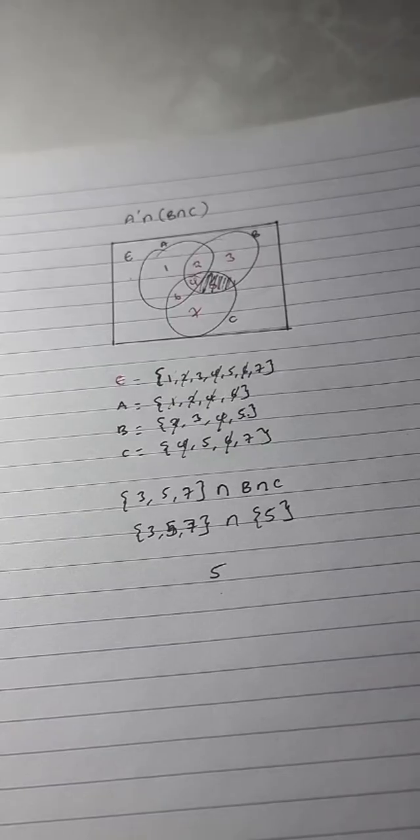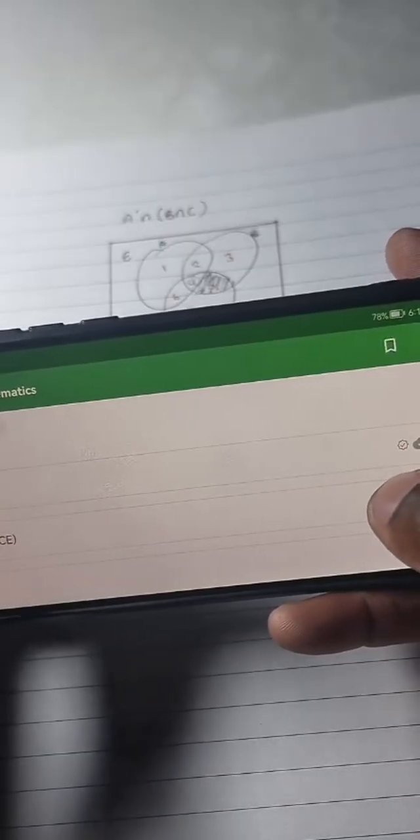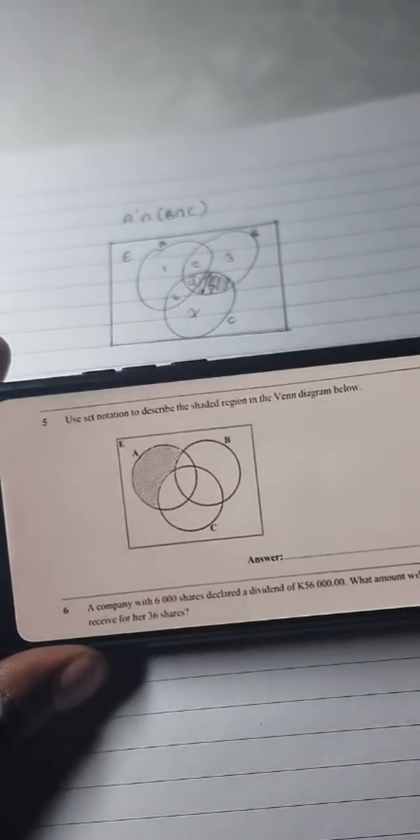Okay, let's go to the next question. We go to the next question, right? Tamia, hi. The next question is already shaded. Have you seen? The next question is already shaded.